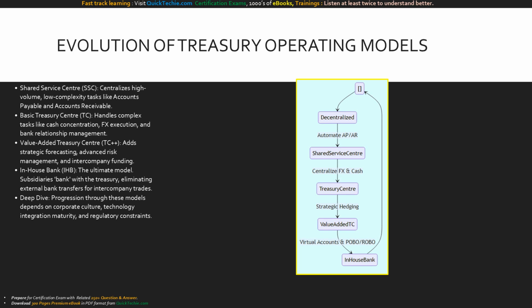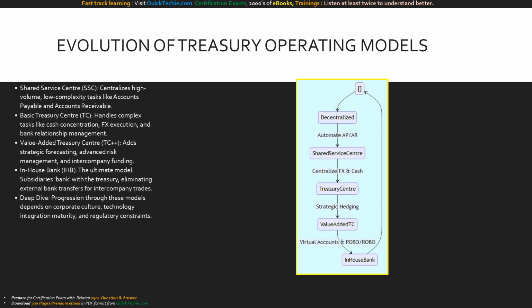As we centralize, we must choose the right operating model. Treasury design is not one-size-fits-all. It is an evolutionary spectrum. We often begin by establishing a shared service center, or SSC. The SSC handles high-volume, low-complexity tasks. Think processing thousands of invoices for accounts payable and receivable. It creates baseline efficiency. The next step is a basic treasury center, where we centralize more complex activities like FX dealing and basic cash concentration.